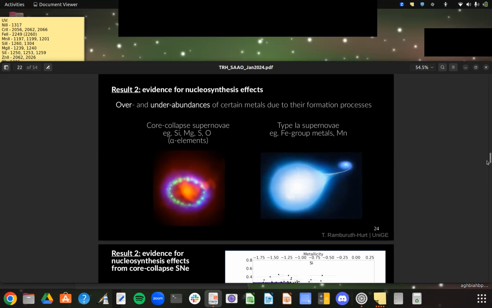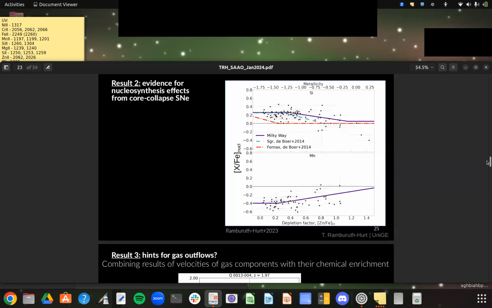So earlier in a galaxy's life, in general, we might see this alpha element enhancement, whereas we might see an underabundance of manganese. Yeah, so this is what we saw. So we see evidence for nucleosynthesis effects.